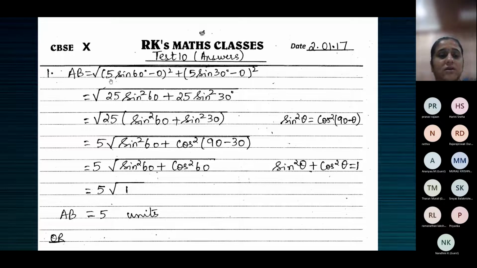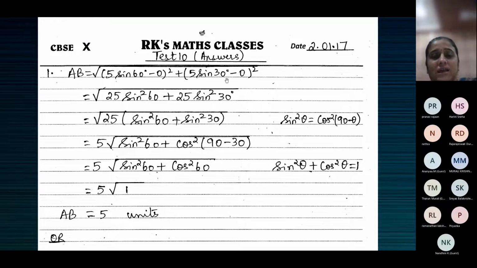So now what is 5 sine 60 degrees minus 0? It's the same thing, right? 10 minus 0 is 10. So 5 sine 60 degrees minus 0 is 5 sine 60 degrees itself. Don't read ahead, listen to me. When you square it, 5 sine 60 into 5 sine 60: 5 into 5, 25. Sine 60 into sine 60, sine squared 60.